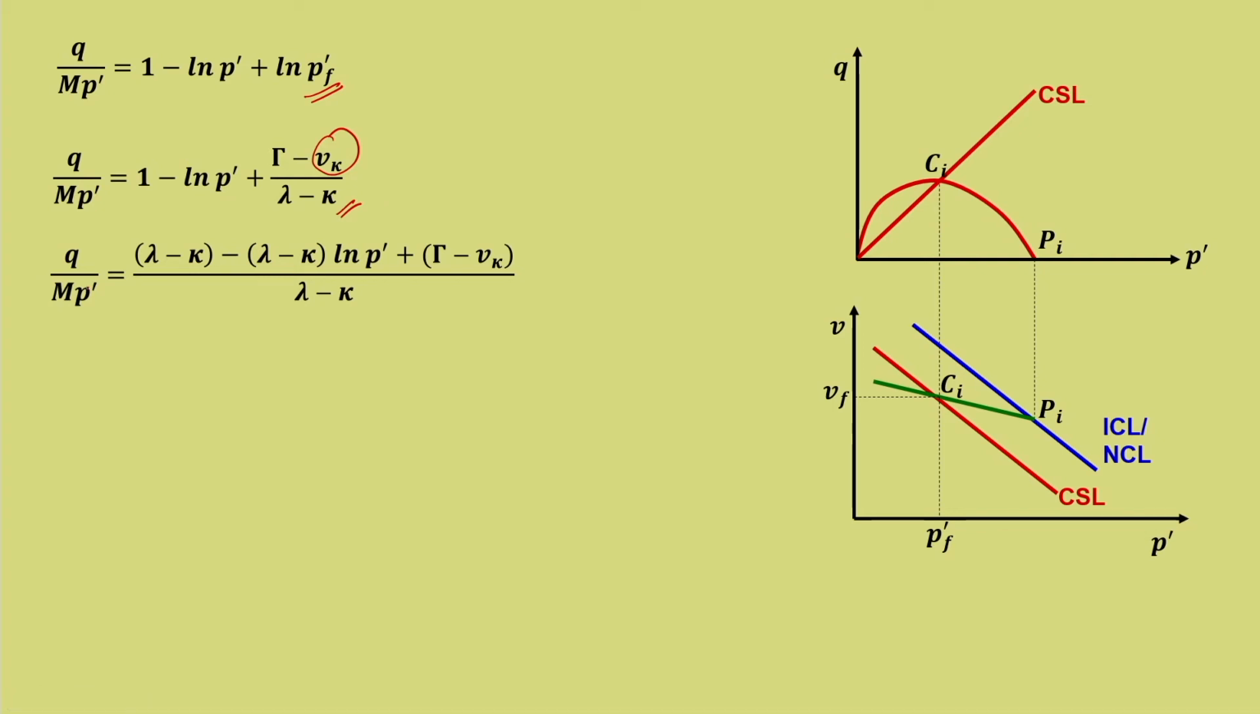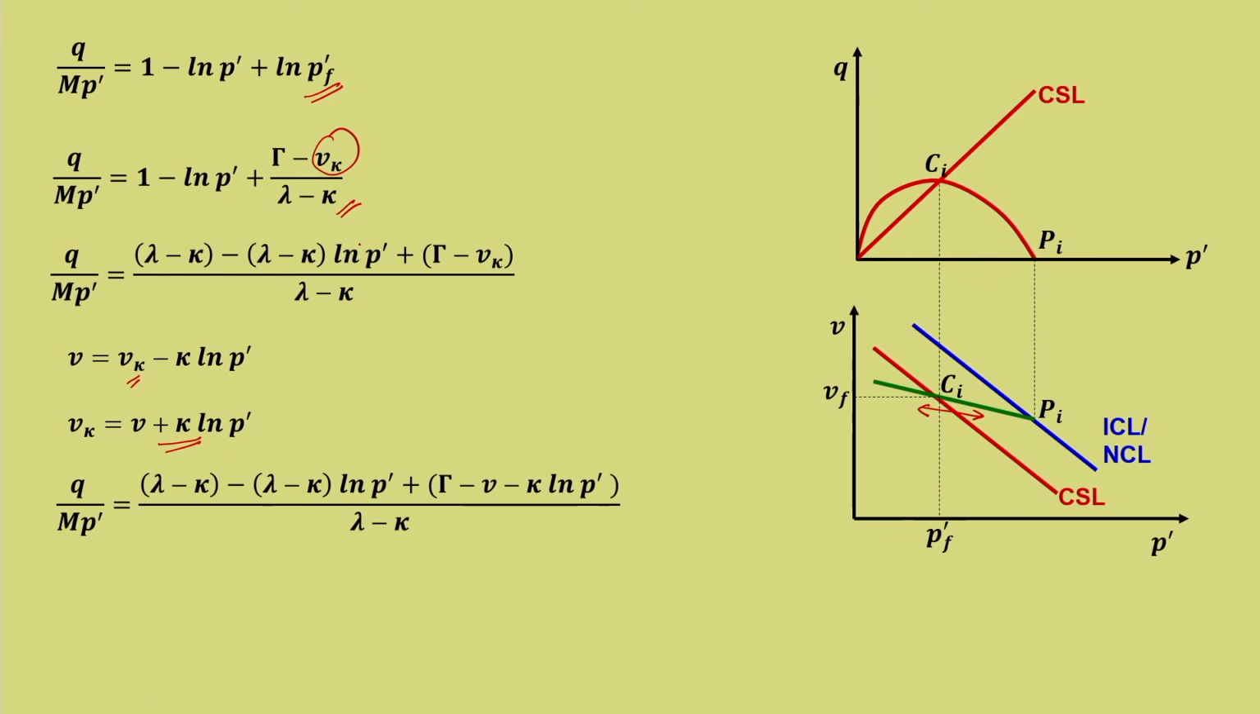Now we know that Q by M P dash is equal to, we can expand this, lambda minus kappa minus lambda minus kappa ln P dash plus gamma minus V kappa upon lambda minus kappa. Now we need to replace this V kappa. So we know V is equal to V kappa minus kappa ln P dash, again the equation for this particular loading unloading line, from which we can write V kappa is equal to V plus kappa ln P dash. So we can substitute for V kappa.